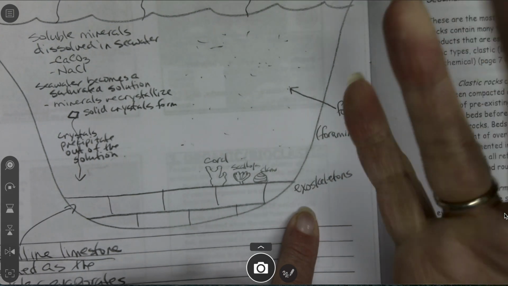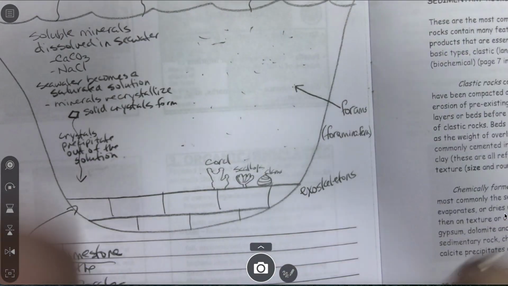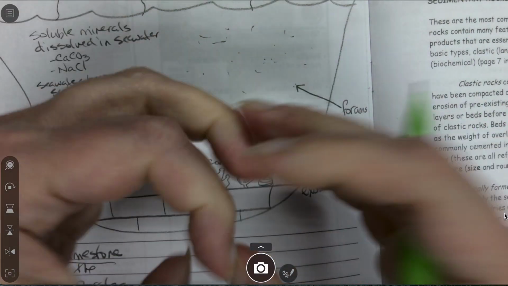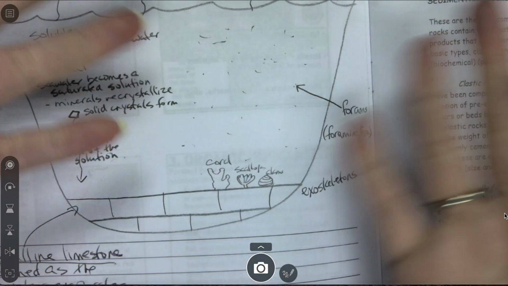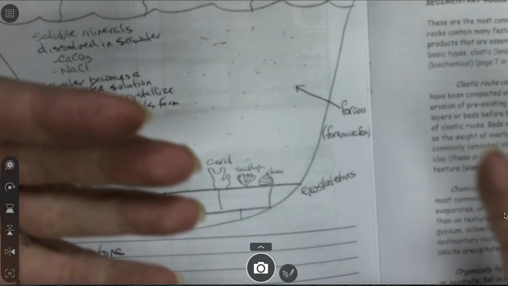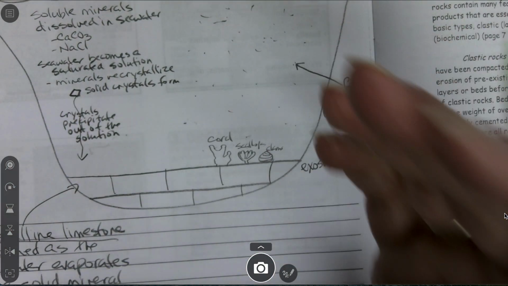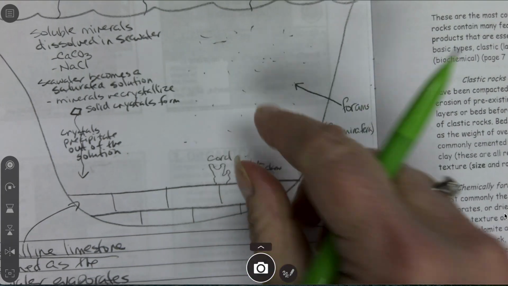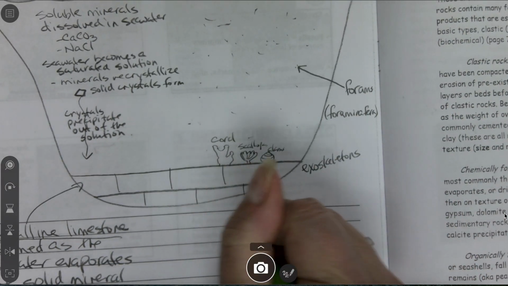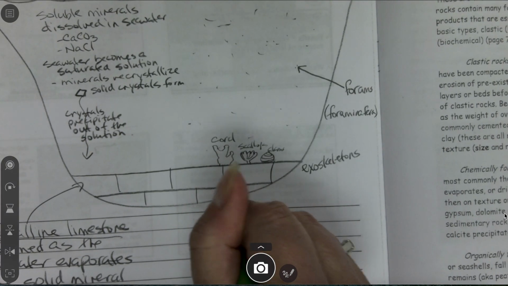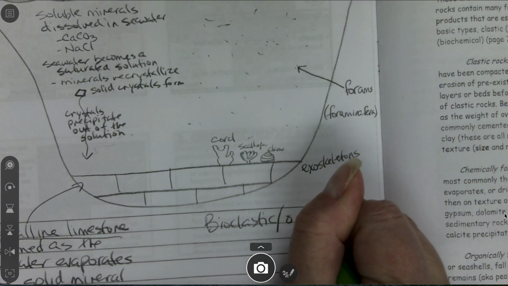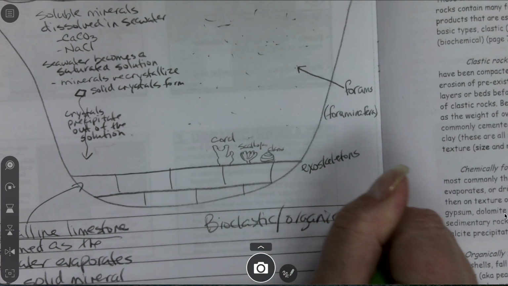And what they do is they're filter feeders, right? So they take in the water, they take in the calcium carbonate, and they build their shells. Well, eventually these poor little things, they die, and their shells go to the bottom of the ocean floor. Okay, so that's another way that the dissolved calcium carbonate actually becomes a solid, all right? So the other method is the bioclastic or organic limestone.